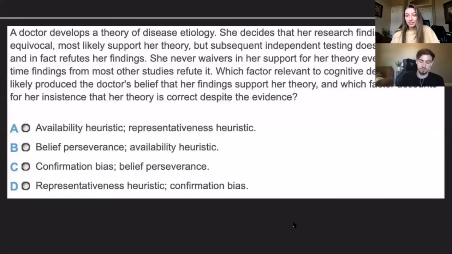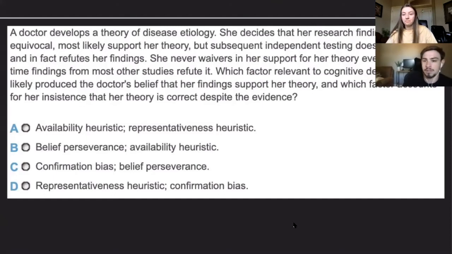So I have this one from the internet, and I'll let John take it here because he took it earlier, and I thought he had a good explanation for it. Alrighty. A doctor, all of us in a few years, develops a theory of disease etiology. She decides that her research findings, while equivocal, most likely support. What does equivocal mean? Like equal, I think. But unequivocal means, hold on. Well, unequivocal is like a good thing. So equivocal, I would think maybe that means like controversial. I don't know. But they most likely support her theory.